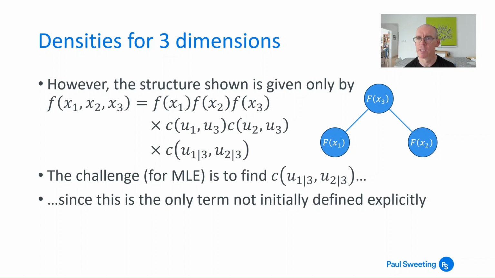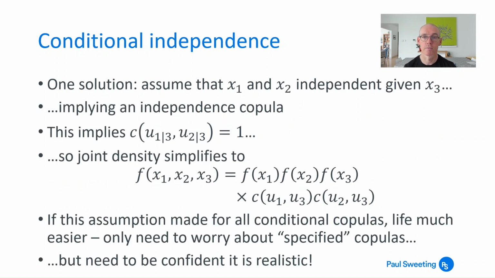The first one is that when we're setting up our Vine copula, we're not actually explicitly defining the copula between f of x1 and f of x2 in this case, but we need to decide something. We need to come up with a structure for that, for this conditional copula. And we also need to come up with u of 1 given 3 and u of 2 given 3.